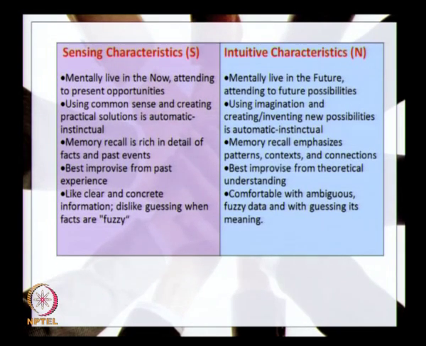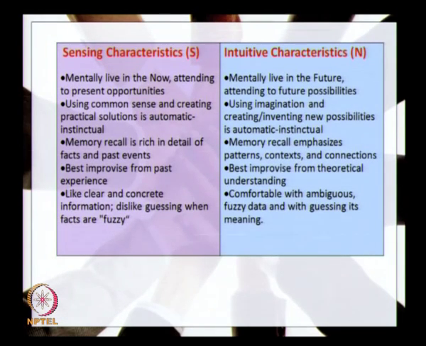They best improvise from past experience, so they do not, as I told you, worry about the future, they improvise from the past experience. And they like clear and concrete information, dislike guessing when facts are fuzzy. So they want clear information, they do not like to guess things, and when the information is fuzzy they do not like it. But contrary to that, intuitive characteristics, they mentally live in the future, attending to future possibilities.